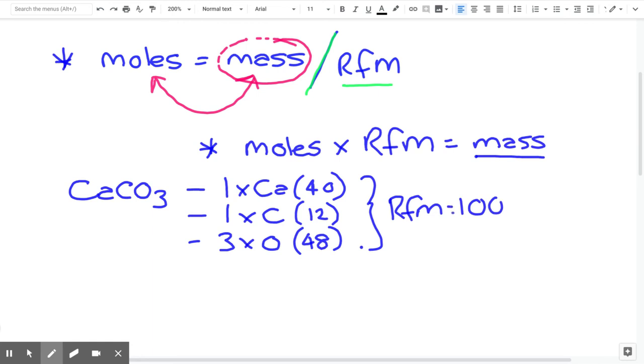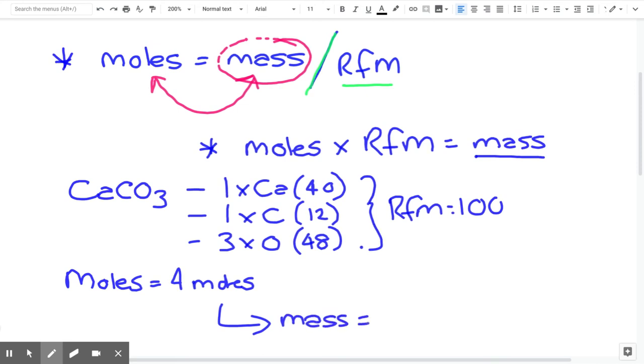And so, like I say, if the question had said we were given 4 moles of calcium carbonate, what would the mass of that be? And obviously with mental arithmetic, you can see that if we have 4 moles of a substance and we multiply by the RFM, which we know is 100, using moles multiplied by RFM equals mass, then in order to weigh out 4 moles of calcium carbonate, I would have to weigh out 400 grams of that substance.